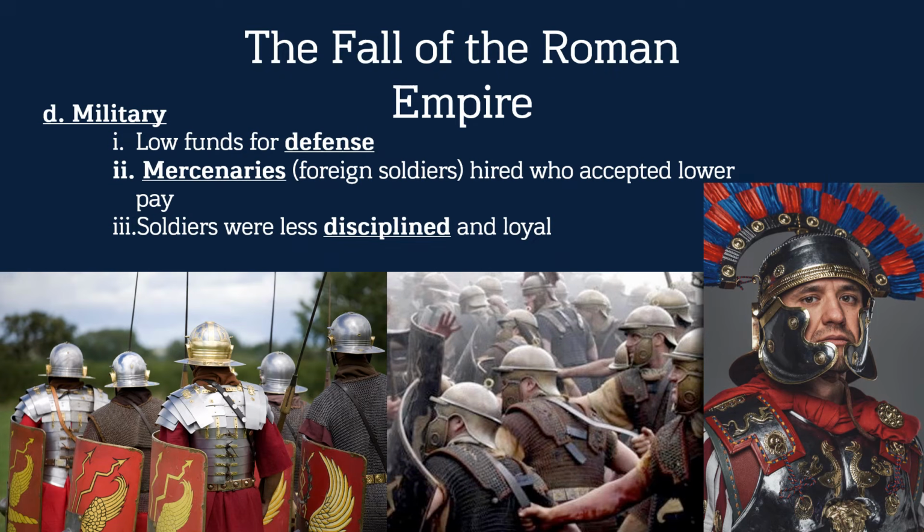With money being tight, there's less money for soldiers, and so the Roman government starts outsourcing their defense. They're hiring mercenaries, foreign soldiers who will take less money, but they are less disciplined than the Roman legionnaire, and they are way less loyal because their attention and loyalty goes to the highest bidder.